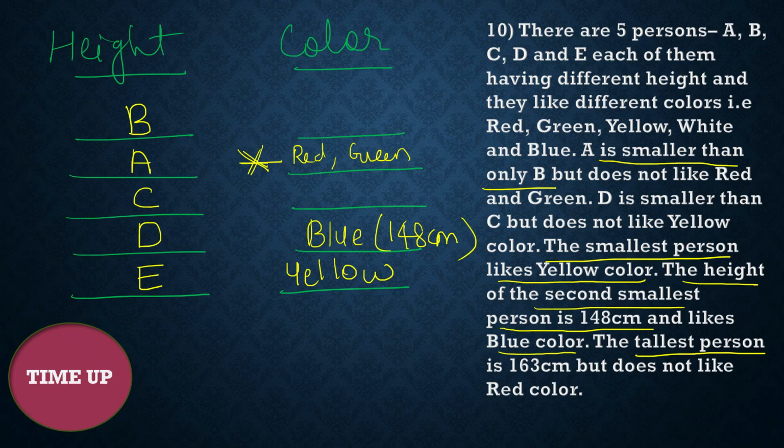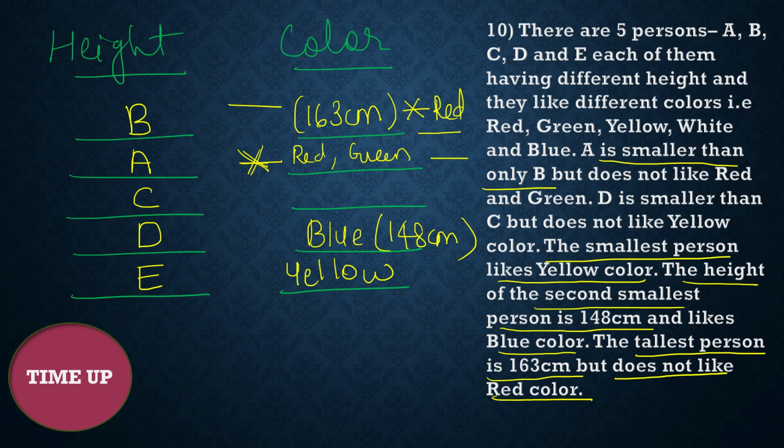The tallest person is 163 centimeter but does not like red color. So here B is 163 centimeter but does not like what color? Red color. Okay, tell me now. Red cannot be placed at the first position and the second position also it can't be placed. Then where will red be placed? At the third position, because only one position is left for red. So red will be placed here.